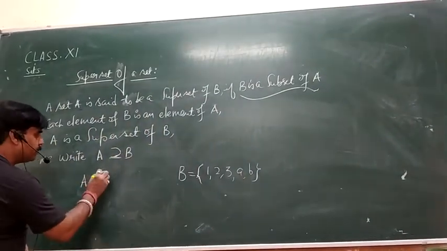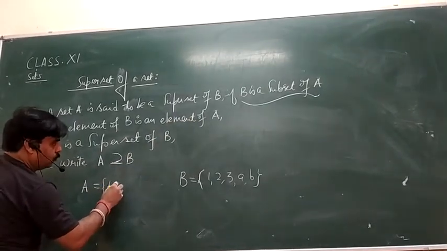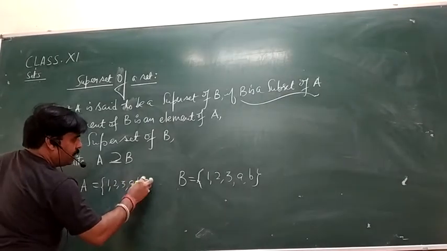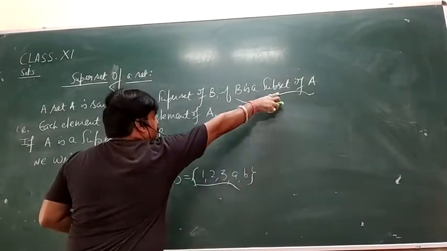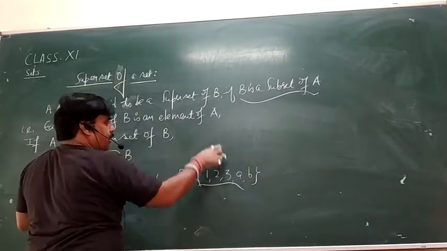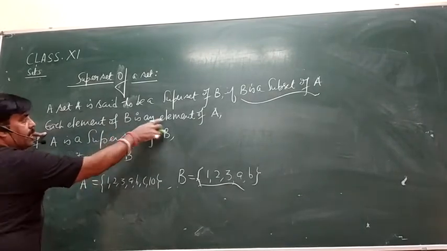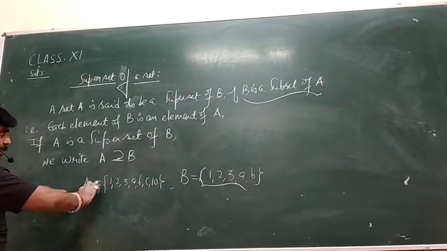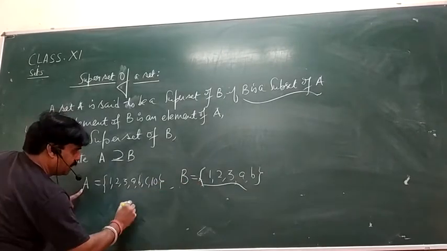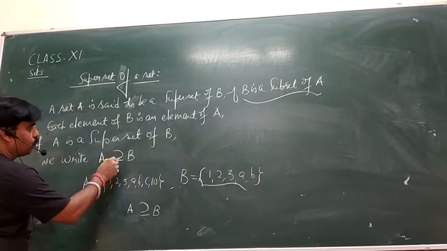Like 1, 2, 3 and a, b, c. So every element of set B is in set A. You can say B is the subset of A. Each element of B is an element of A. Then you can say B is the subset of A, then A is known as the superset of B. Here A is the superset of B. This is the sign of the superset.